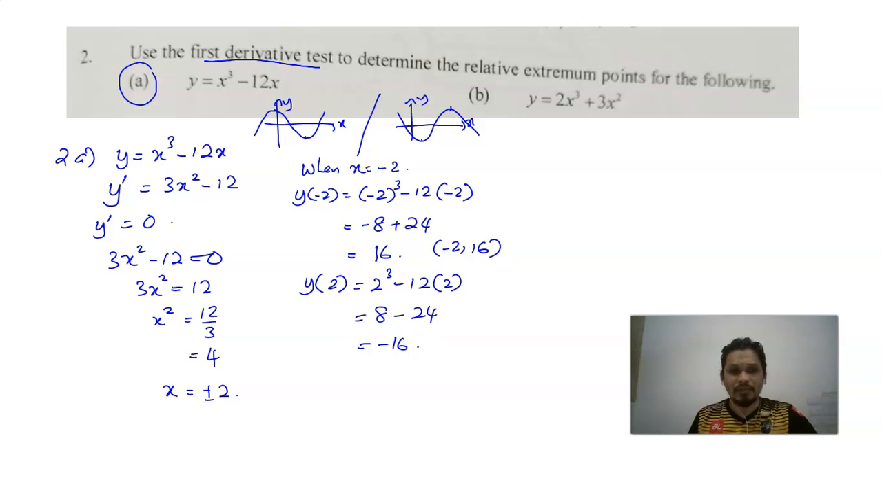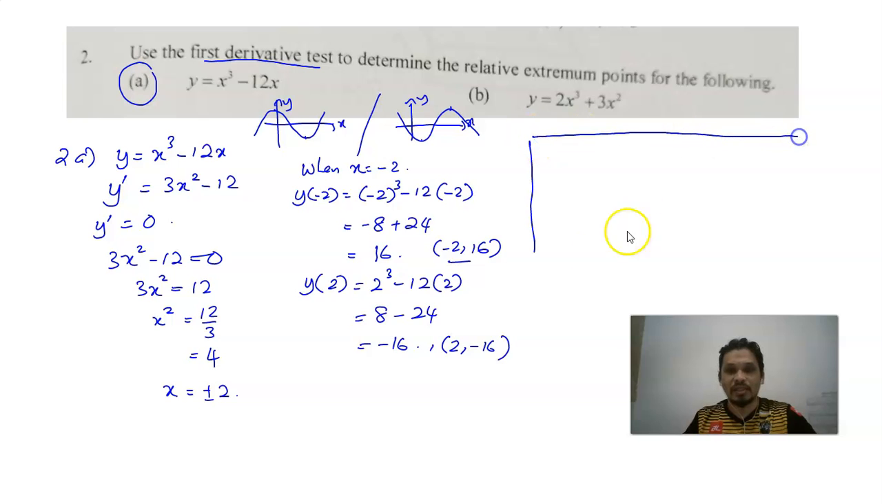Now, to plot the coordinates, we can substitute x equals negative 2 and 2 into the function y or f(x). We determine the coordinate, which is 2 and negative 16. So now, from the first derivative test, let's use the table here.